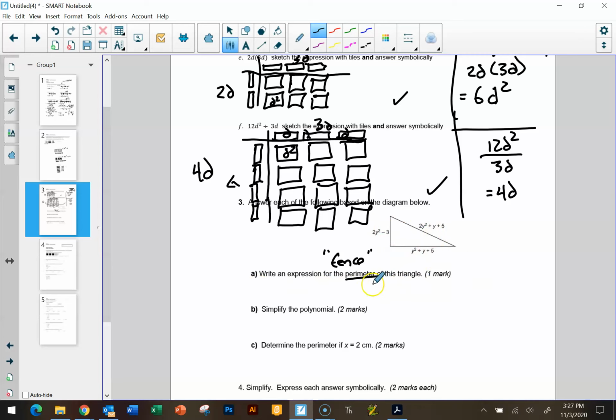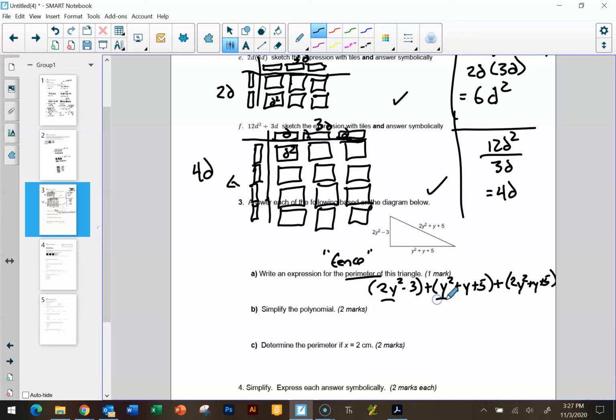So it's going to be 2y squared minus 3, right? Plus the second side, which is y squared plus y plus 5, plus the third side, which is 2y squared plus y plus 5. We don't need to do any Pythagoras or anything. We're just dealing with perimeter. We're not dealing with area.